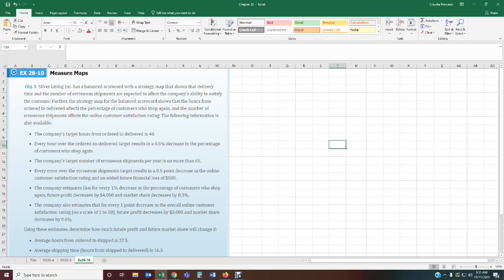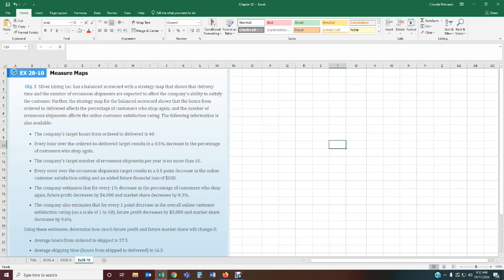The company estimates that for every 1% decrease in the percentage of customers who shop again, future profit decreases by $4,000 and the market share decreases by 0.3%. The company also estimates that for every 1 point decrease in the overall online customer satisfaction rating, and to measure the customer satisfaction rating they're using a scale between 1 and 10, future profit decreases by $3,000 and the market share decreases by 0.6%.